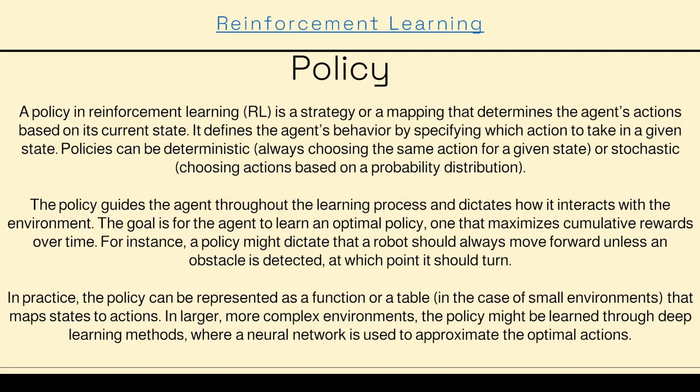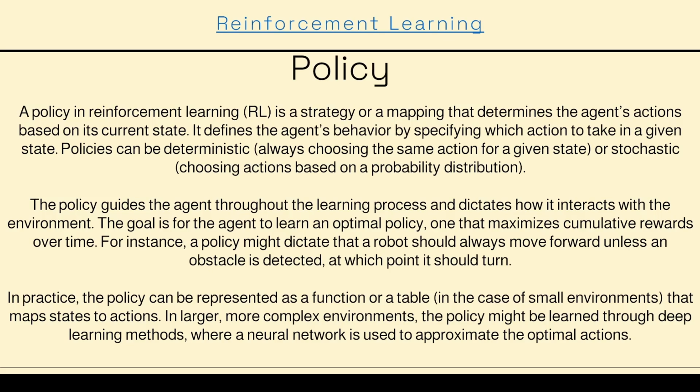A policy guides the agent throughout the learning process and dictates how it interacts with the environment. So the goal is for the agent to learn an optimal policy. Just as I said, even if there are four paths, the dog should learn to take the shortest path to get the ball. An optimal policy is one that maximizes cumulative rewards over time. For instance, a policy might dictate that a robot should always move forward unless an obstacle is detected, at which point it should turn.